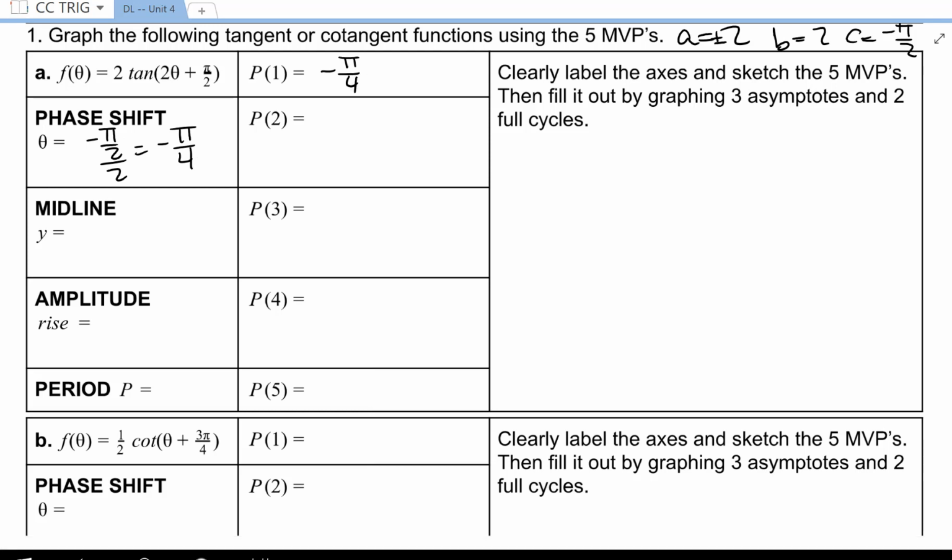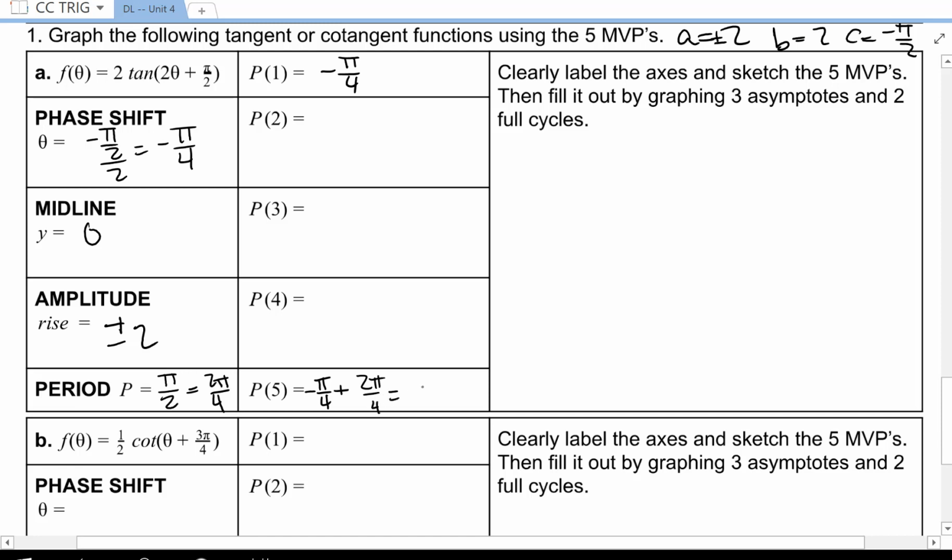As I said before, I'm not going to be testing you on midline shift, so that will just be 0 each time. The rise is plus or minus 2. The period is pi over B, which is pi halves. All right, to find P5, we take the starting point and we add the period. Pi halves with the denominator of 4 is 2 pi fourths, which is 1 over 2. So we're going to add 2 pi fourths. That is pi over 4.